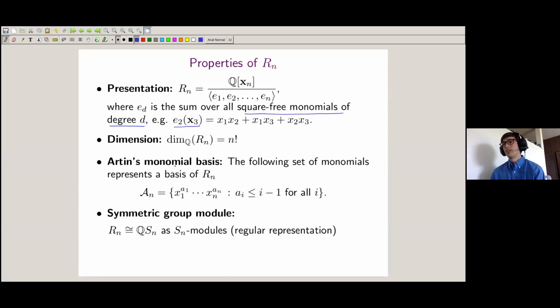And Artin found a nice monomial basis. So this is the set of monomials where the degree of the ith variable is at most i minus 1 for each i. So this monomial basis witnesses this fact that the dimension is n factorial. Another way to see this, or another refinement of this dimension formula, is a characterization of Rn as a symmetric group module. Rn is isomorphic to the regular representation. So the free vector space spanned by the permutations in Sn. This is called the regular representation.